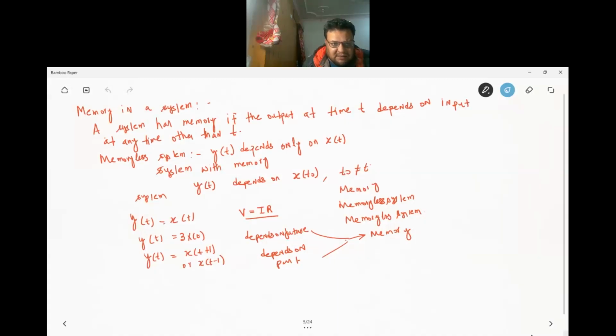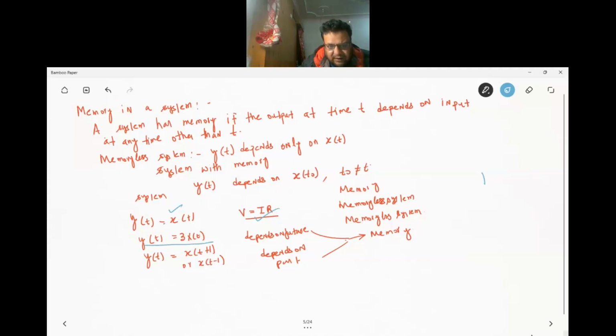Now, what is a memory and a memoryless system? A system has memory if the output at any time t also depends upon the input at any time other than t, that means past and future values. Now you see here, y of t is equal to x of t. So this does not have any memory. Just when you switch on the bulb in the room, light comes suddenly. Switch off the bulb, suddenly it goes, like a memoryless system.